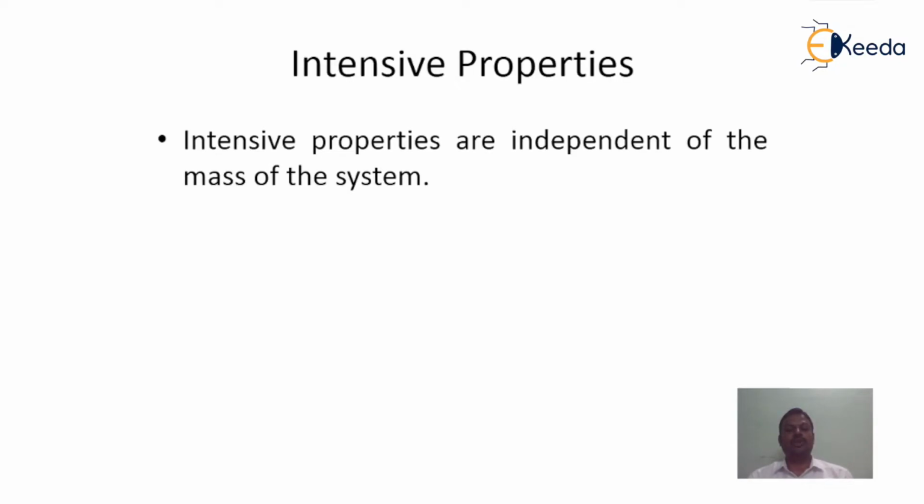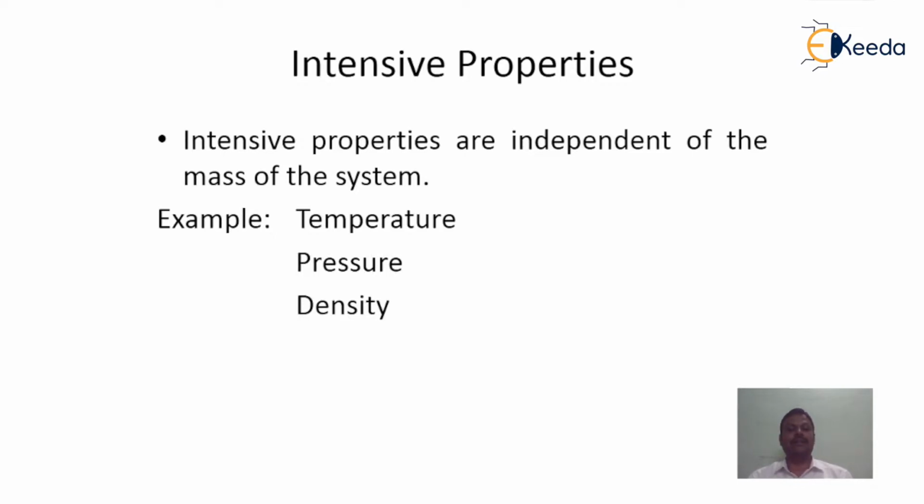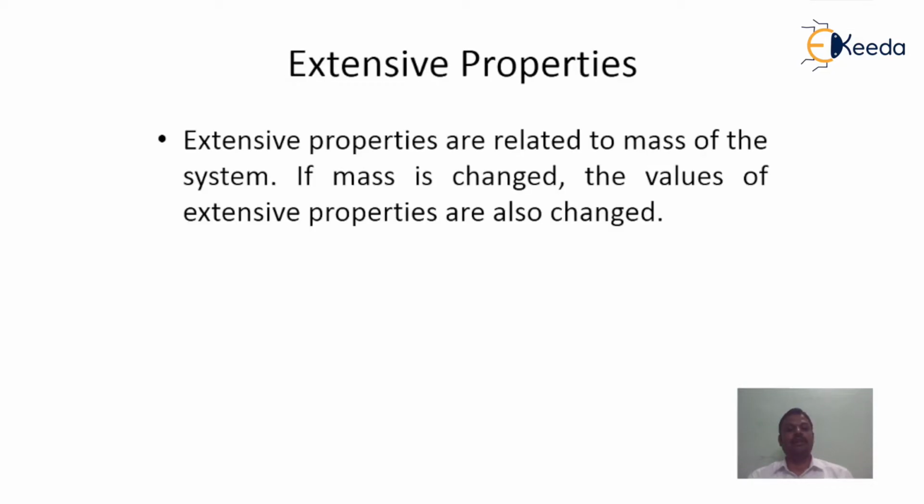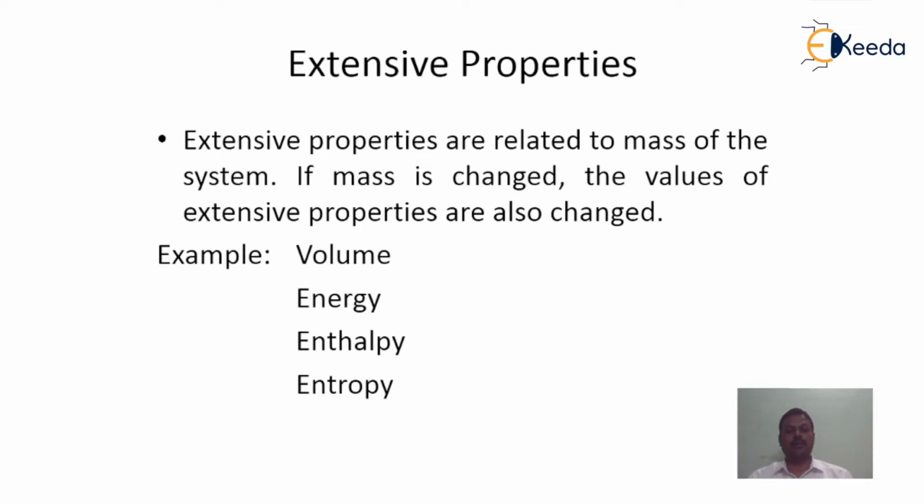Intensive properties are independent of the mass of the system. The examples for intensive properties are temperature, pressure, density, specific volume, whereas extensive properties are related to the mass of the system. If the mass is changed, the values of the extensive properties also change. The examples for extensive properties are volume, energy, enthalpy, and entropy.